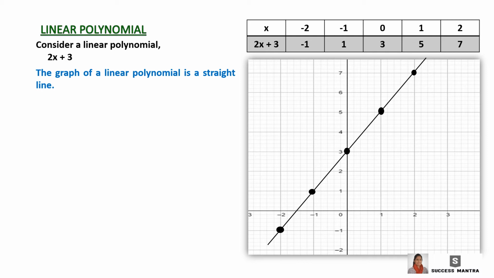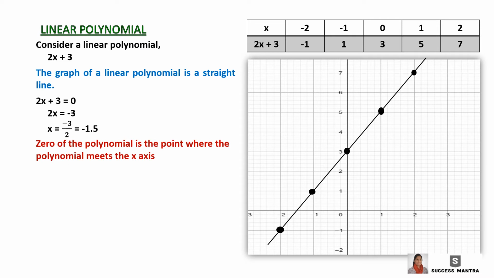Now, to find the zero of the polynomial, I have told you in the last video that we substitute the equation equal to 0. So we will do that. 2x plus 3 is equal to 0. From that, 2x is equal to minus 3, x is equal to minus 3 by 2, that is equal to minus 1.5. If we are trying to find the zero graphically, we can find it from the graph.